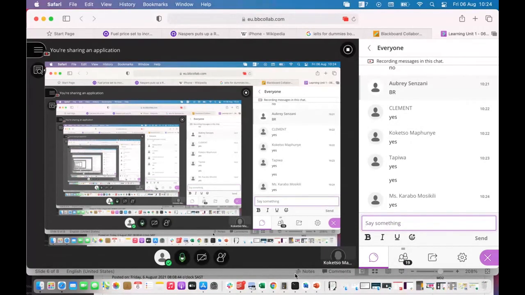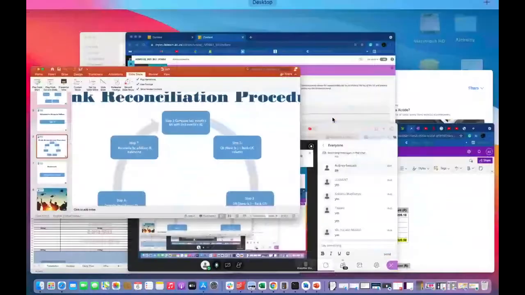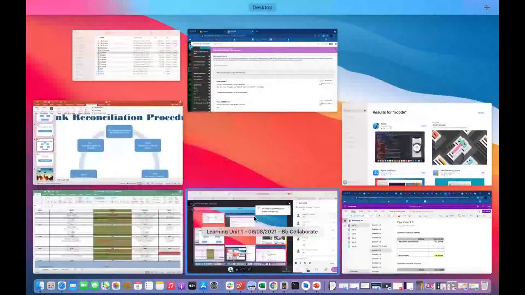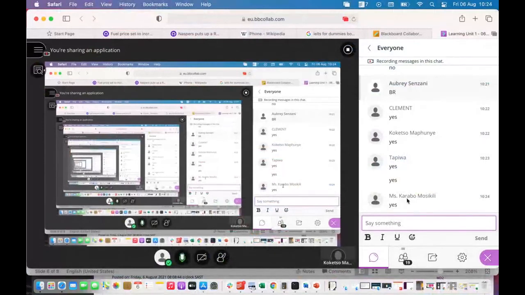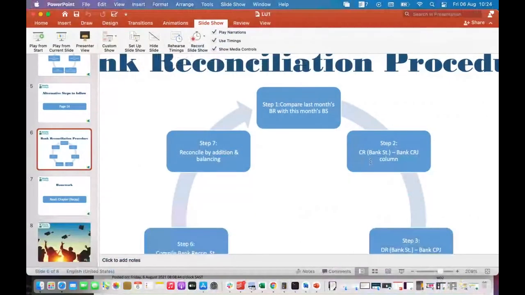our step one. Okay, see, step one, compare last month's bank recon with this month's bank statement. Okay, we have done that. Okay, right. Next step. Should have read it out before switching over. Where is that? Okay, there we go. Next step is to then compare your cash receipts journal column with that of your bank statement. All right, so let's flip the page.